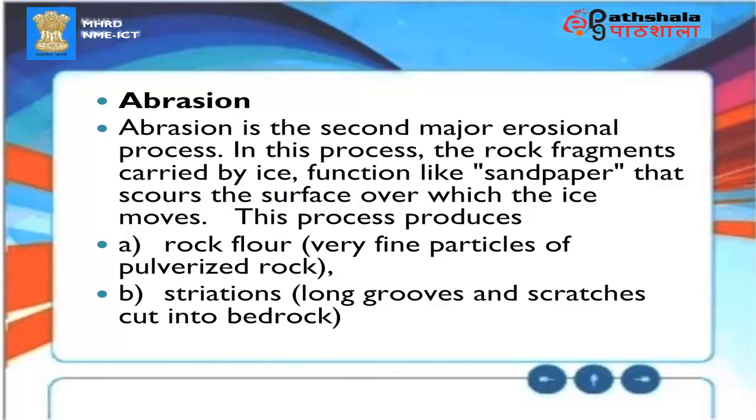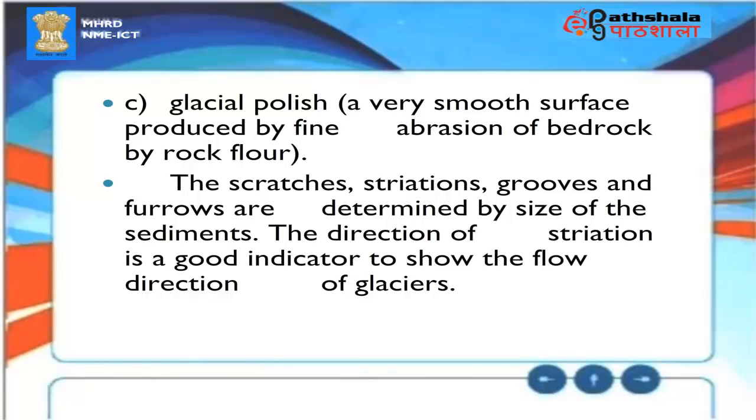Abrasion. Abrasion is the second major erosional process. In this process, the rock fragments carried by ice function like sandpaper that scours the surface over which the ice moves. This process produces rock flour, very fine particles of pulverized rock, striations, long grooves and scratches cut into bedrock, and glacial polish, a very smooth surface produced by fine abrasion of bedrock by rock flour. The scratches, striations, grooves and furrows are determined by size of the sediments. The direction of striation is a good indicator to show the flow direction of glaciers.